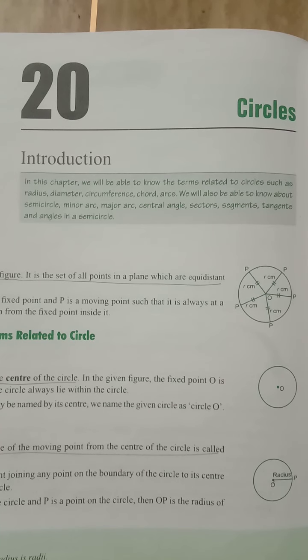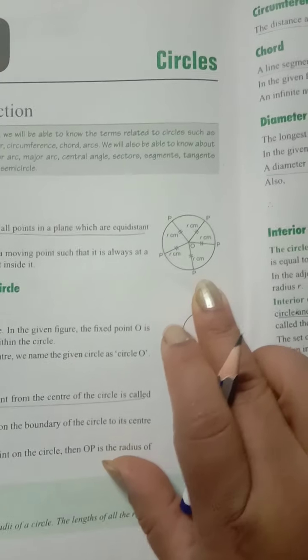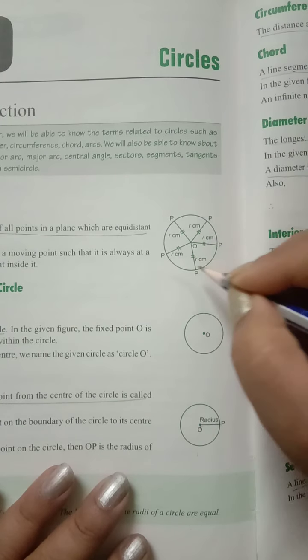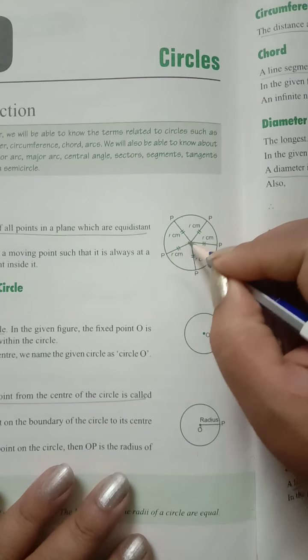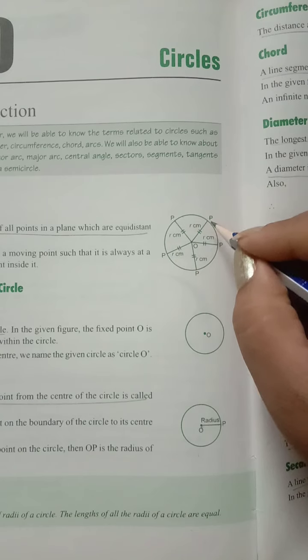Okay, hello children. Let's start with chapter number 20, that is circles. First, starting off with what is the definition of a circle. Circle is a plane closed figure which is made up of some points which are equidistant from the center point. This is the fixed point and the rest of the points are equidistant from the center point.